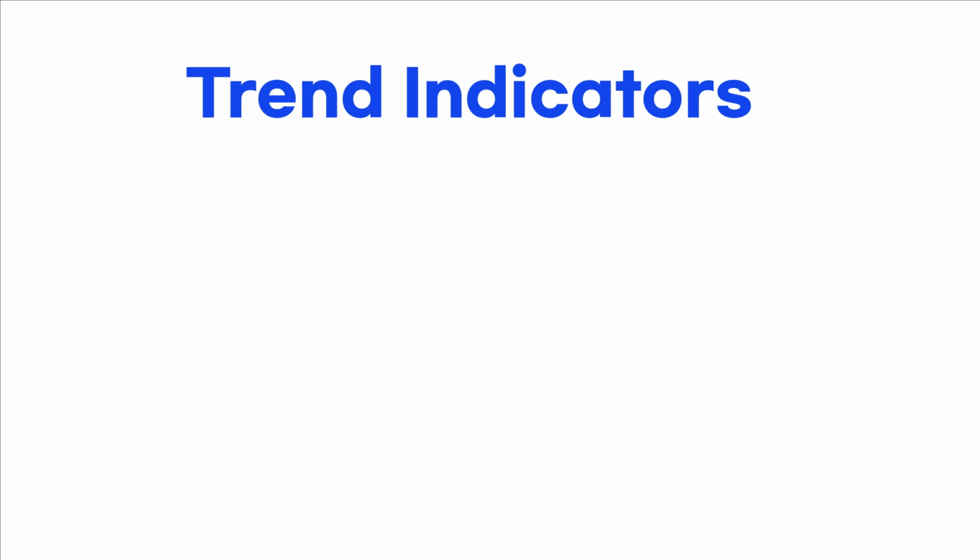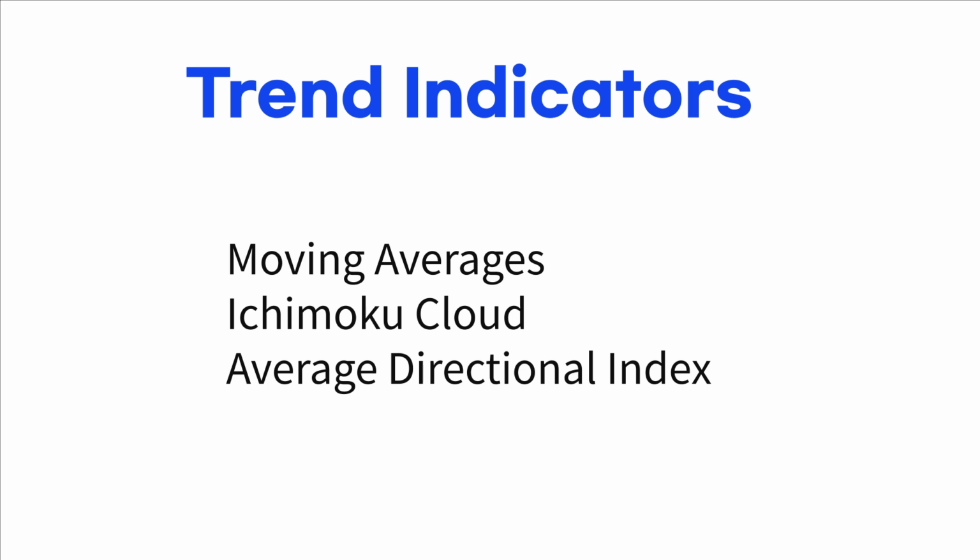videos. Trend indicators are useful in determining whether a trend is present or if the markets are just moving sideways with no clear direction. There's a saying that the trend is your friend, so we want to be sure to get on the right side of the trend when we're trading. The most common trend indicators are moving averages, Ichimoku cloud, and average directional index.